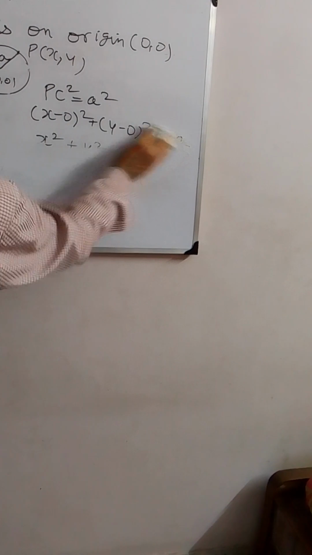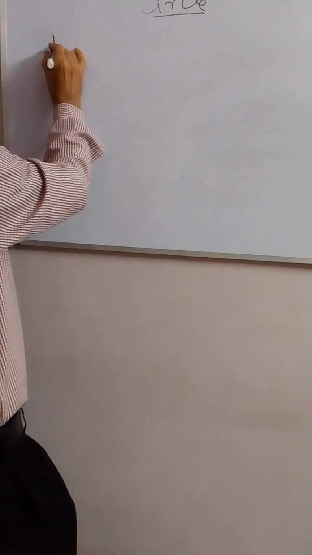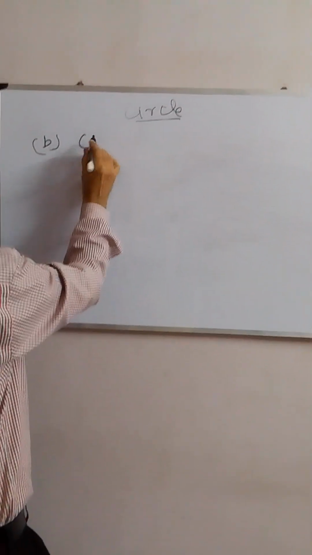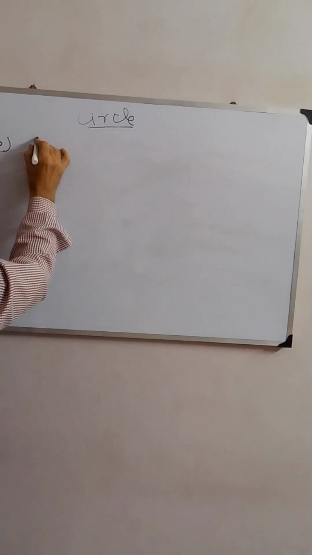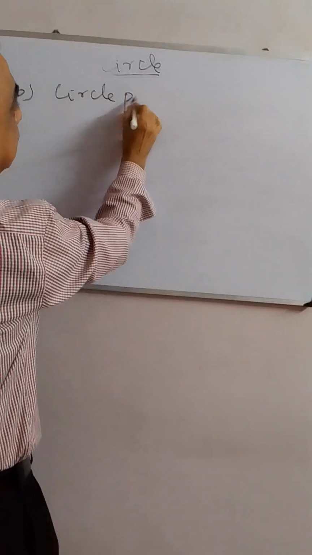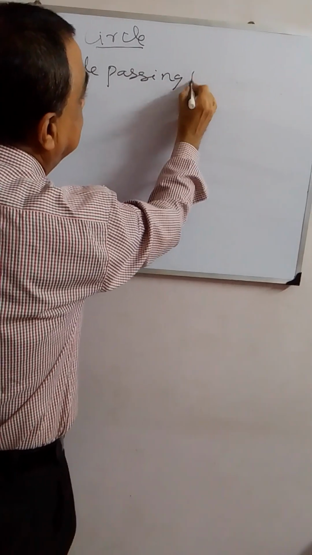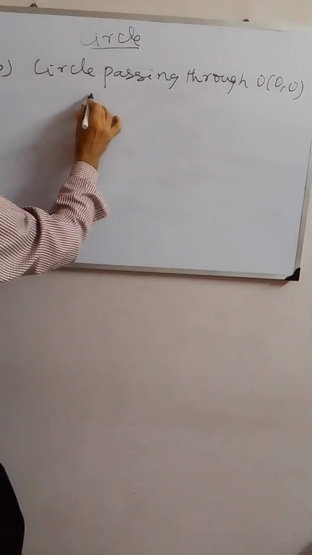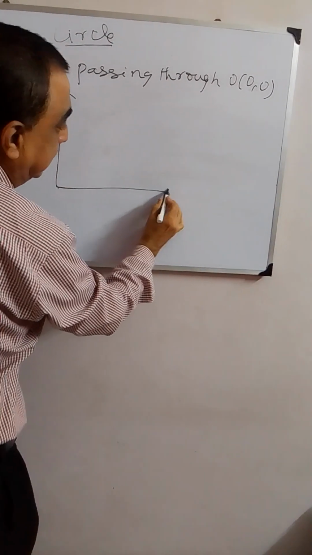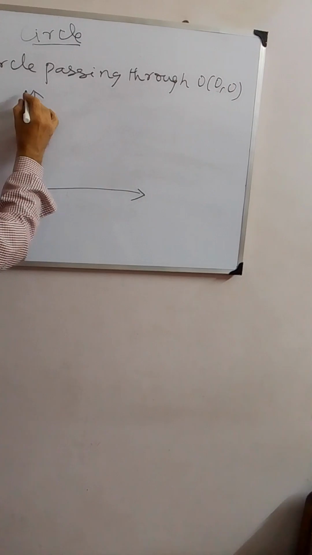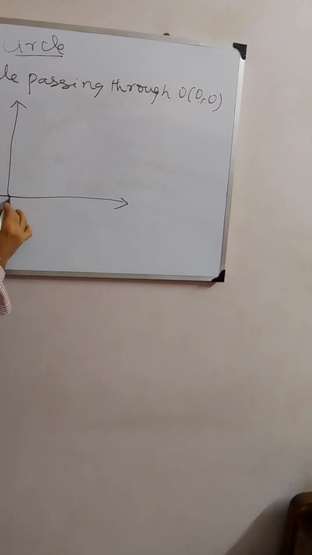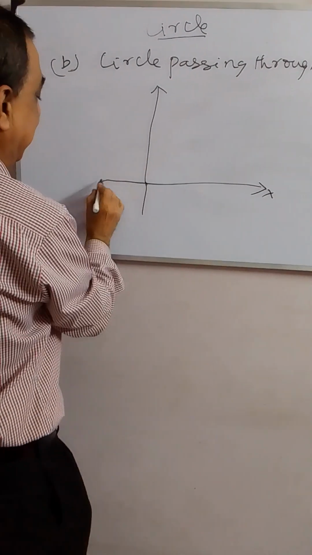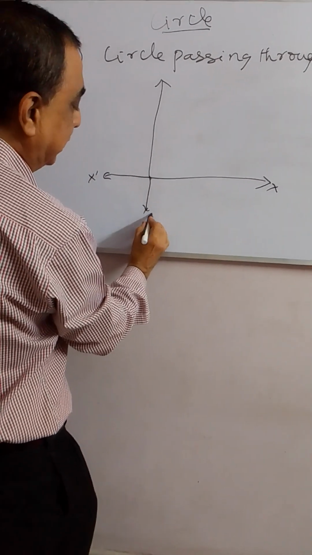Now we are taking the second special case of the circle. The second case is that the circle passes through the origin, (0, 0). Now see, here are the x coordinate and y coordinate, the x axis and y axis. So this is the x axis, and this is the y axis.